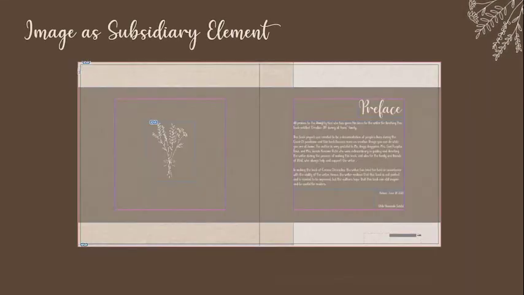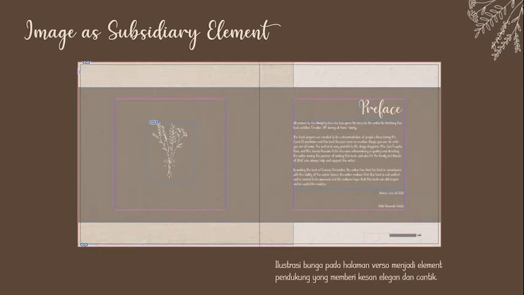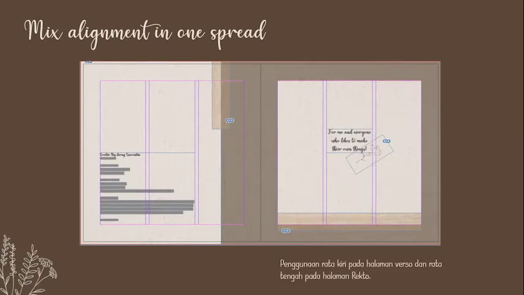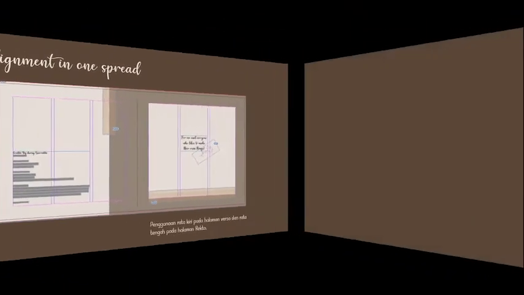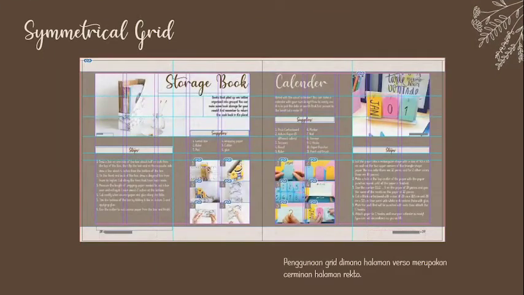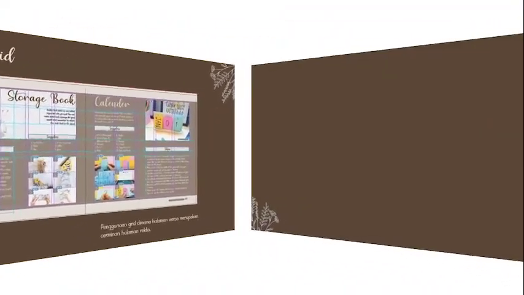First, image as a subsidiary element, because the flower illustration on the first of the pages becomes a supporting element that gives the impression of elegance and beauty. Mix alignment in one spread: use align left on the first page and align center on the recto page. Symmetrical grid: the grid on the first pages is a reflection of the recto pages.